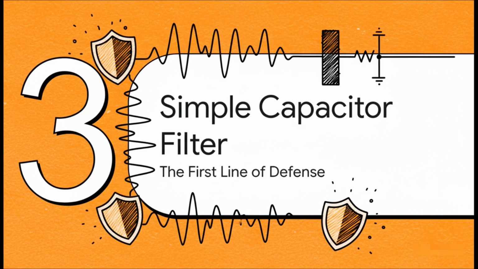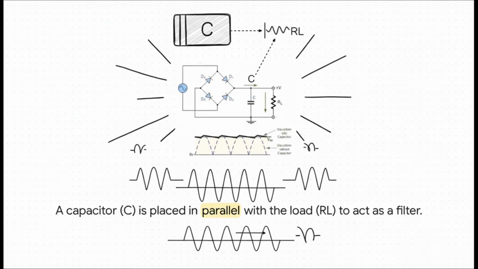Okay, let's put these tools to work. We're going to start with the most common and straightforward approach, the simple capacitor filter. Just think of it as our first line of defense against that nasty ripple. Here's the circuit, and it is beautifully simple.